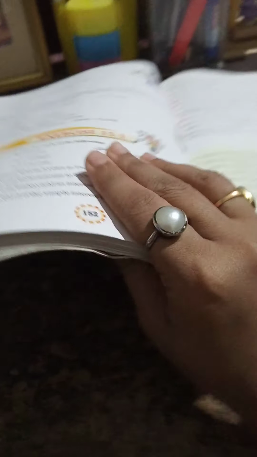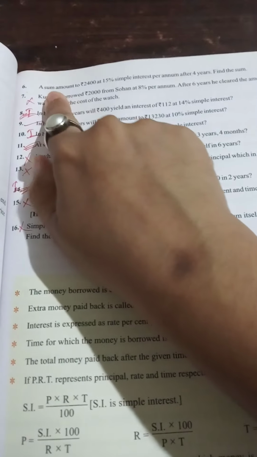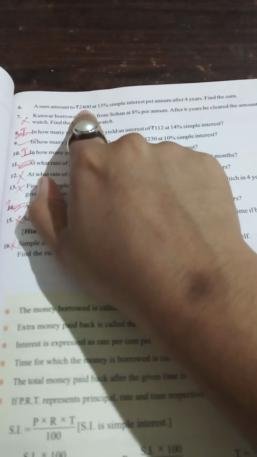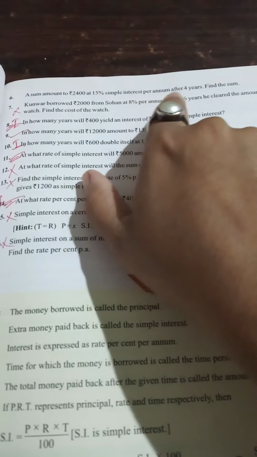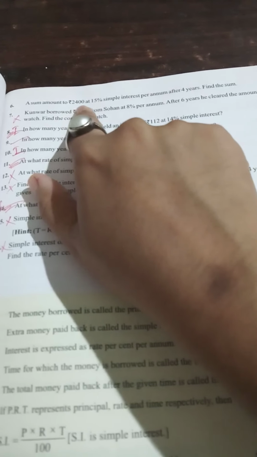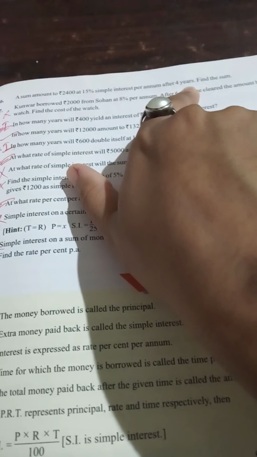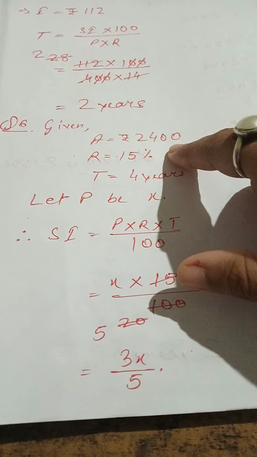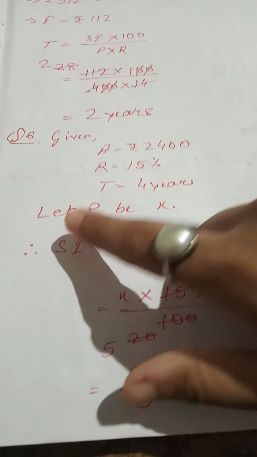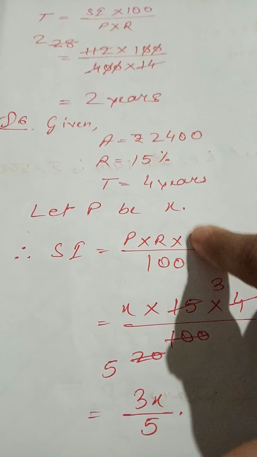Next is question number 6. A sum amounts to rupees 2400 at 15% simple interest per annum after 4 years. Find the sum. Okay. So here a sum means we are talking about the principal. We do not know the principal. Amount is given, R is given and time is given. We need to find out the principal. Alright. So we will write down the given first. A equals to 2400, R is 15%, T is 4 years. Let P be X. Principal we are taking it to be X.